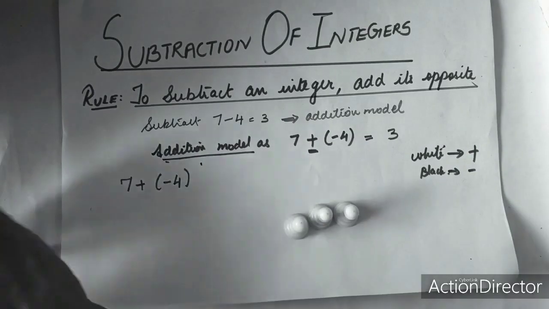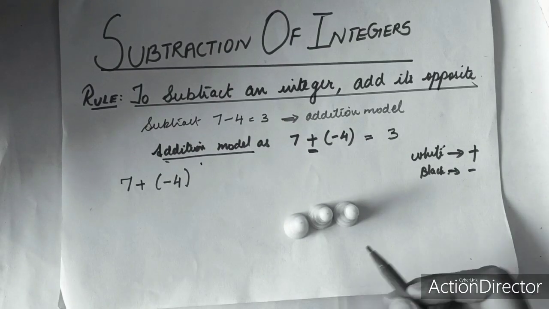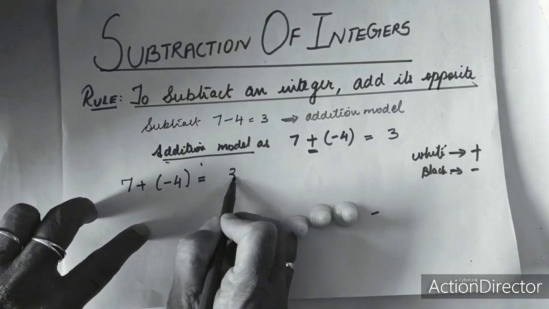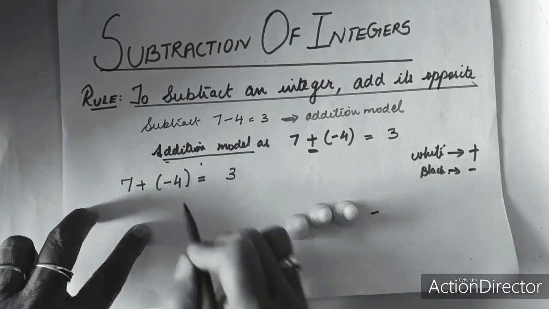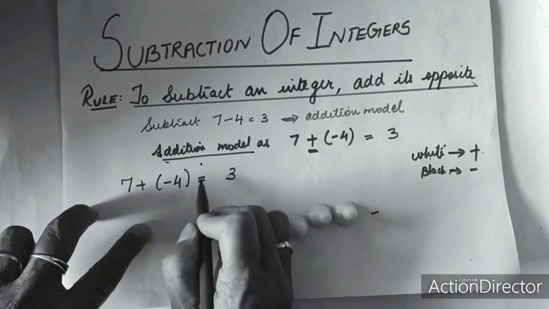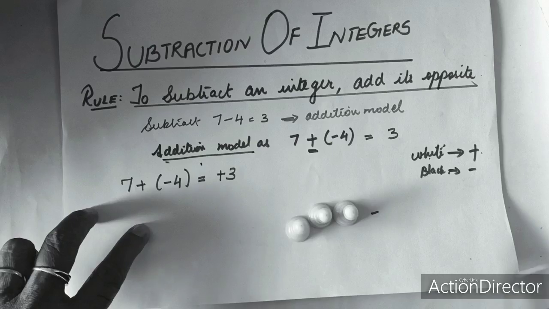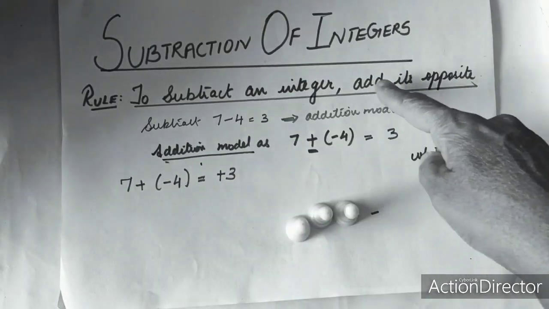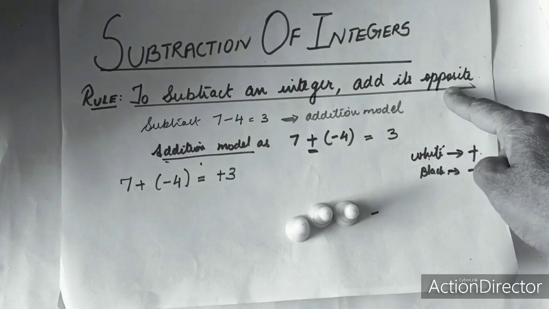Now, what is remaining? The remaining is 3 pawns. But what is the color of these 3 pawns? White. So white stands for positive. So my answer is plus 3. So you understood that subtraction of an integer is nothing but adding its opposite.